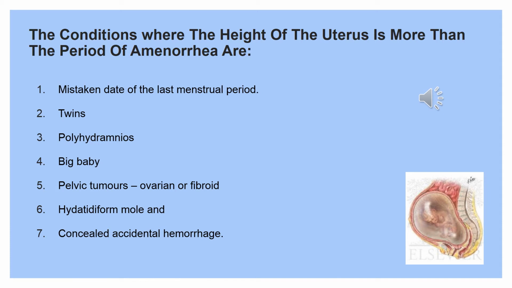In some conditions, the height of the fundus may not be equal to the weeks of gestation. The following are the conditions where the fundal height will be more than the period of amenorrhea. Number 1. Mistaken date of the last menstrual period, twins, polyhydramnios, big baby, pelvic tumors, may be due to ovarian or fibroid, hydatidiform mole, concealed accidental hemorrhage.